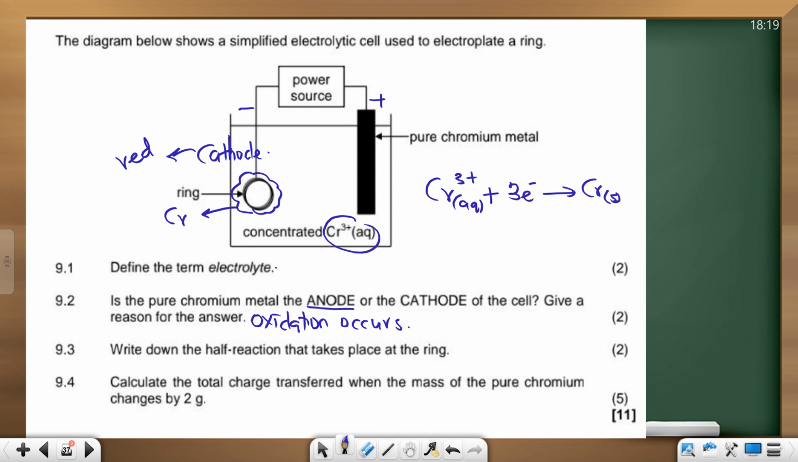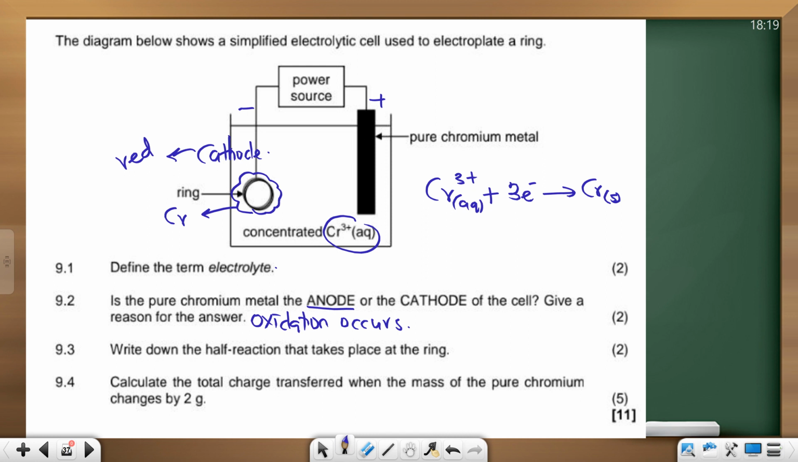Okay, let's do the last question there. Now, stoichiometry. Some 5 free marks here. Let's get these 5 free marks. Calculate the total charge transferred when the mass of pure chromium changes by 2 grams. Interesting.